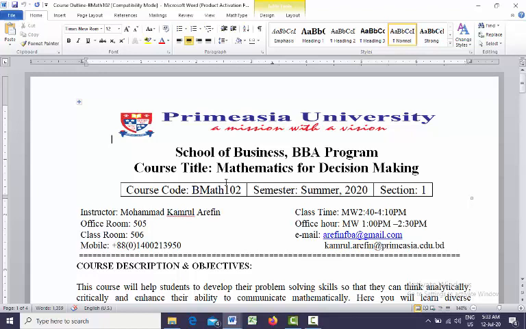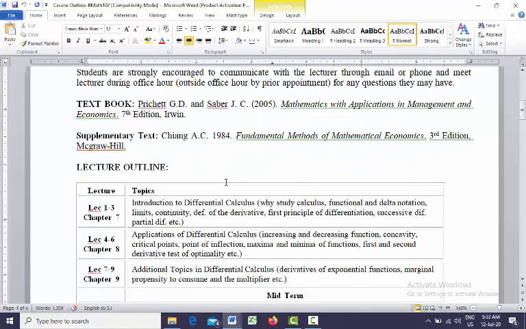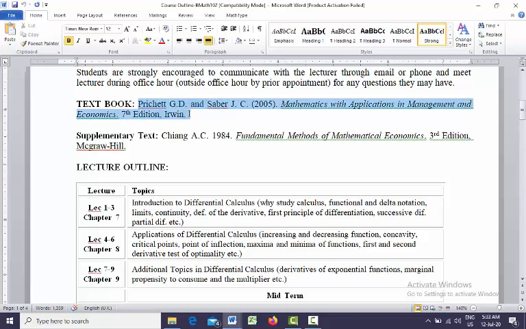Today we will study the first chapter of the BMath102 course, which is mathematics for decision making. In this course we will follow the book Mathematics with Applications in Management and Economics, 7th edition, written by Pritchett and Saver. Right.